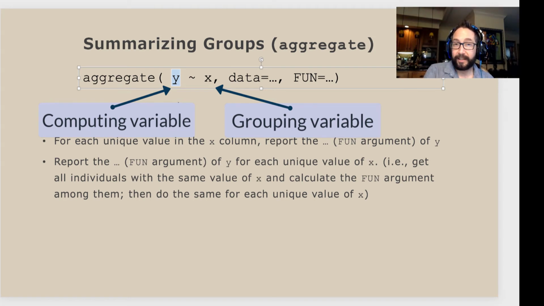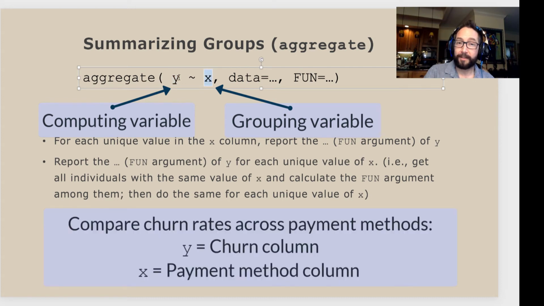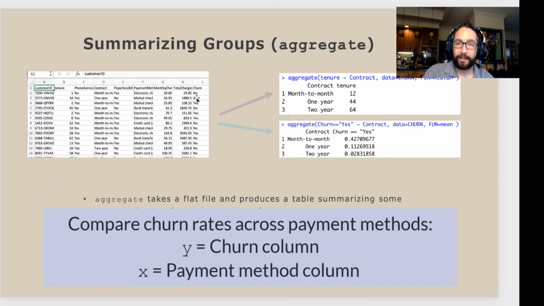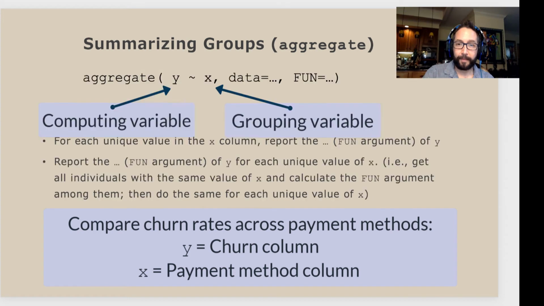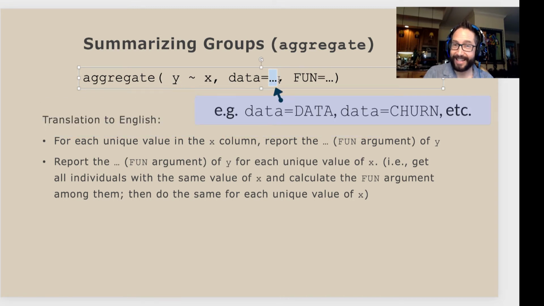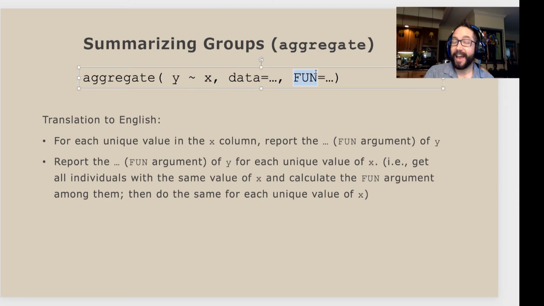So if we wanted to look at the percentage of people that churned for each one of the different payment methods, well, y would be that churn column, because we're going to use the values in that churn column, the yeses and the nos, in order to do that calculation. So x is going to be that grouping variable, y is going to be the column that has the data values you'll use in your computation. You'll say, okay, well, here's the name of my data frame that contains that data, it's that flat file. And then we're going to have some fun, and not just any fun, capital F-U-N.